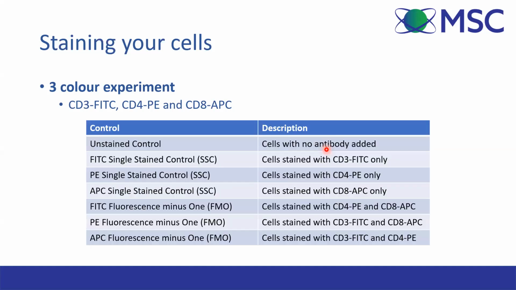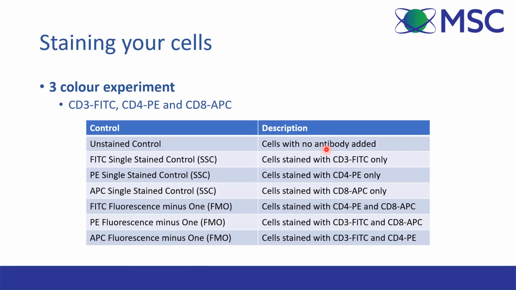So here are the controls that you should have for this 3-color experiment. You should have an unstained control, which is cells with no antibody at all. You then need single stained controls. So you should have a single stained control for each cell type. You need a CD3 only, a CD4 only, and a CD8 only.